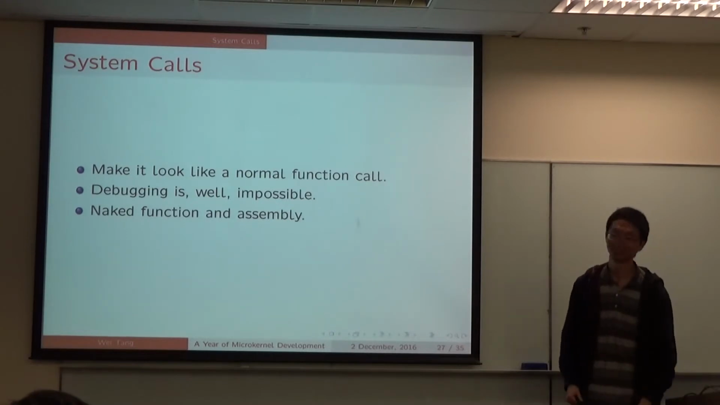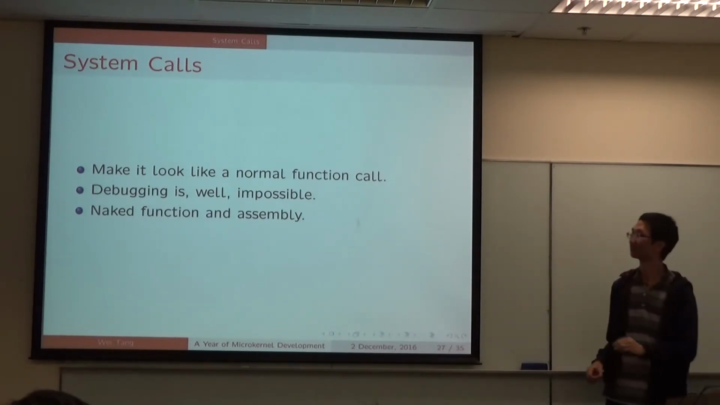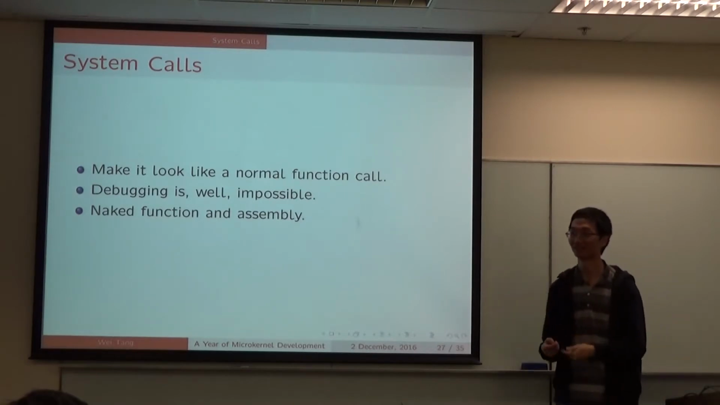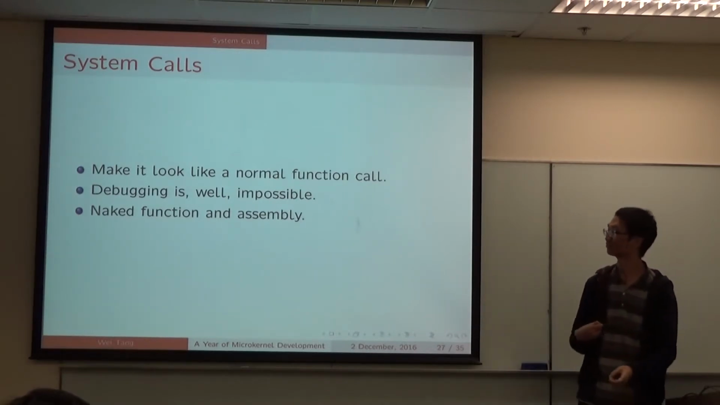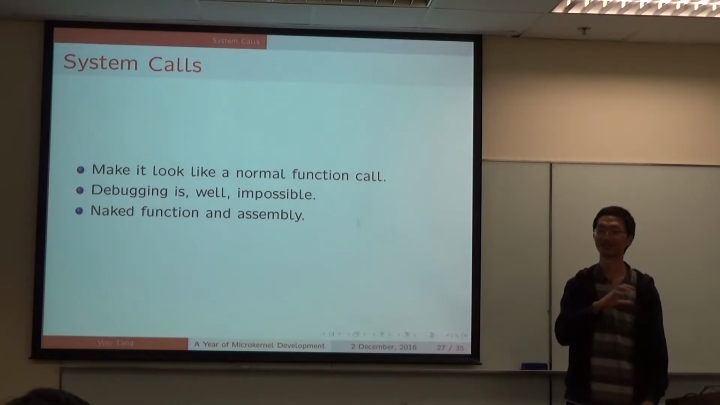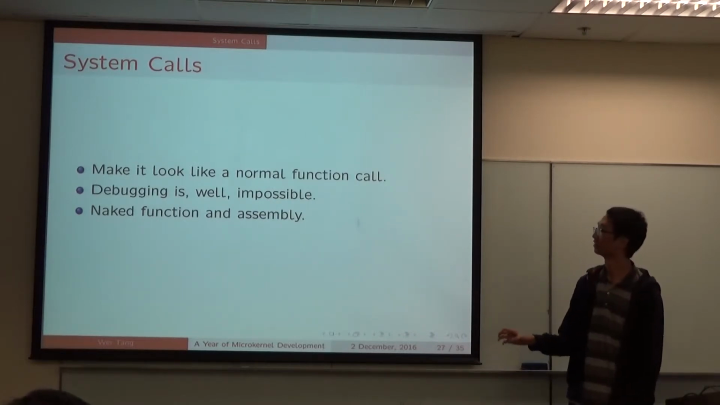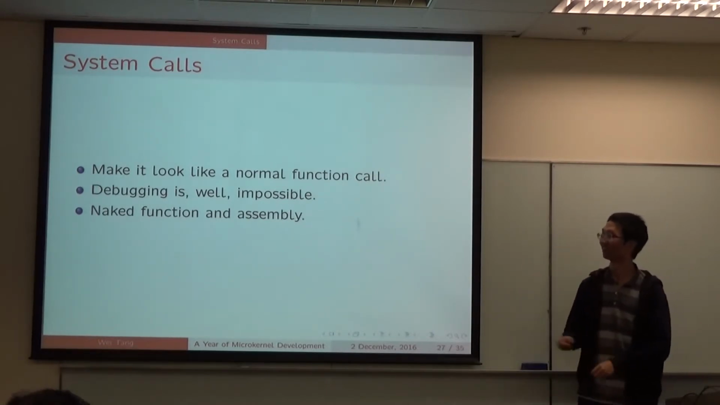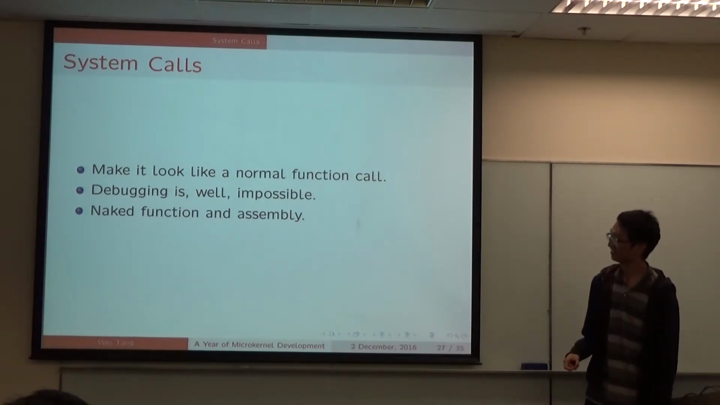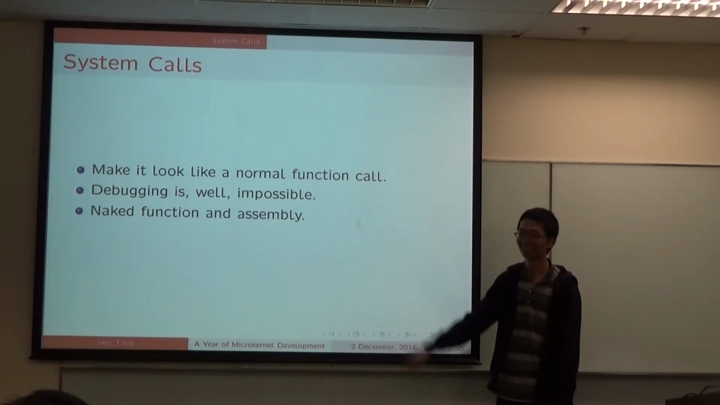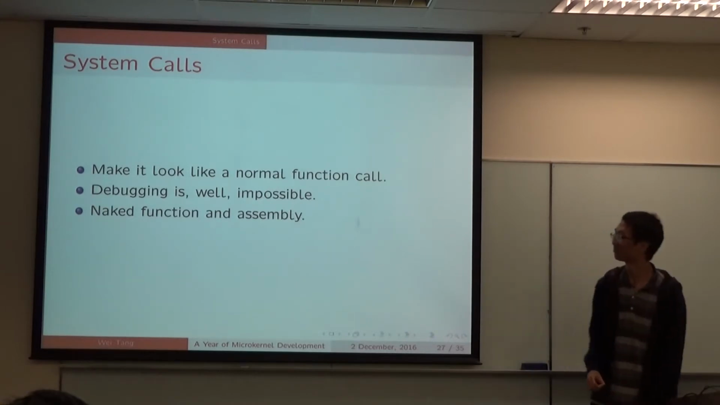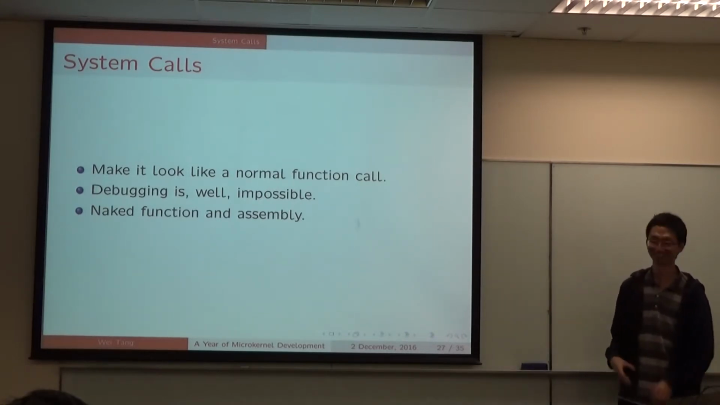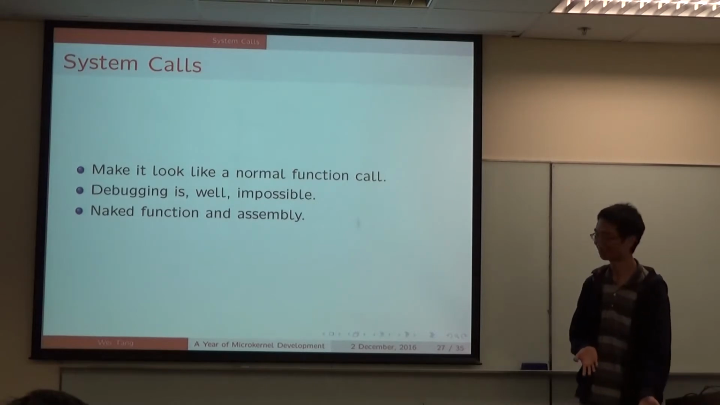The second thing I talked about is system calls. If you look into the code, there is a lot of assembly in it, just to make sure that when I call a function that switches to user space, it actually returns. This actually took me a long time to implement. And for this part, debugging is basically impossible, because most of the time you just don't know what actually went wrong.